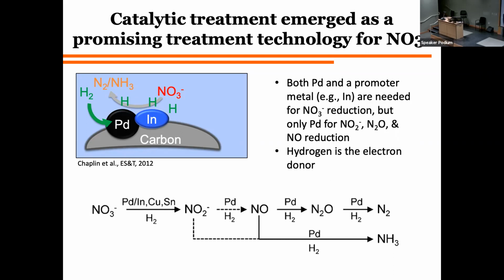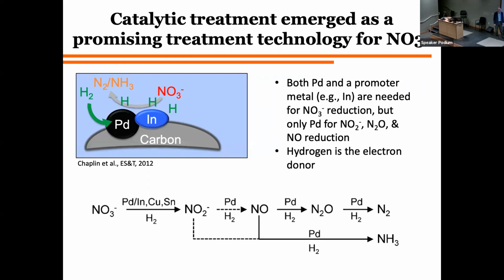The next step, nitrite, can go to nitric oxide, and then we can split and go either to dinitrogen through nitrous oxide, or to ammonia. These subsequent steps from nitrite only require palladium, so they're a bit simpler. When we have nitrate, the thought is that the indium is required, or copper or tin, because they're more oxophilic, so they adsorb that nitrate more strongly and distort the bonds. The hydrogen comes in, it dissociates to atomic hydrogen. That atomic hydrogen spills over and then grabs one of these oxygens on the nitrate to produce water.